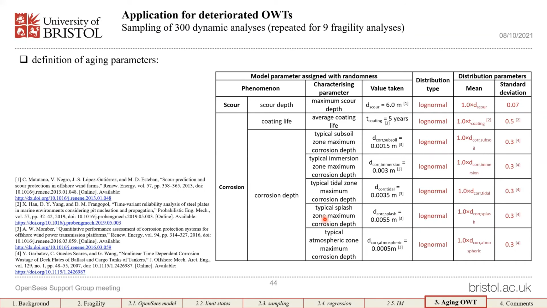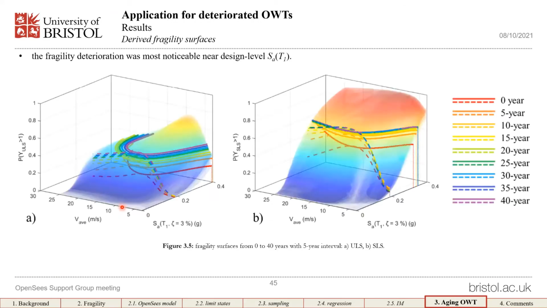Additional model uncertainties involving aging were considered by introducing additional random variables for both scour and corrosion. Based on these assumed nominal values, their distribution can be defined according to the findings from previous studies. And as we've discussed, the calculation of fragility was repeated 9 times over the period of 0 to 40 years. And here are the results.